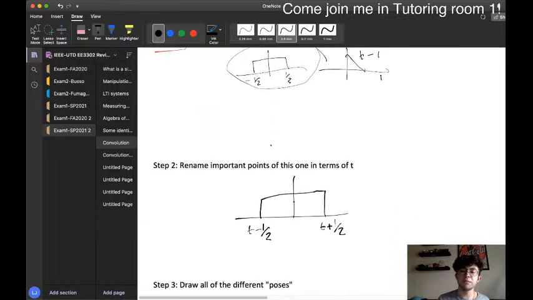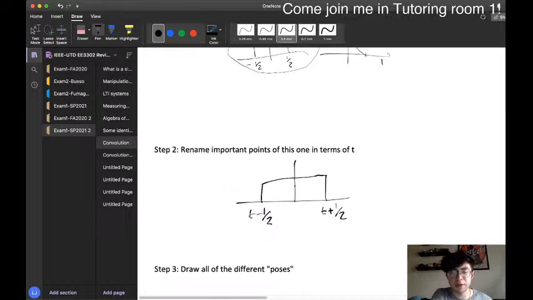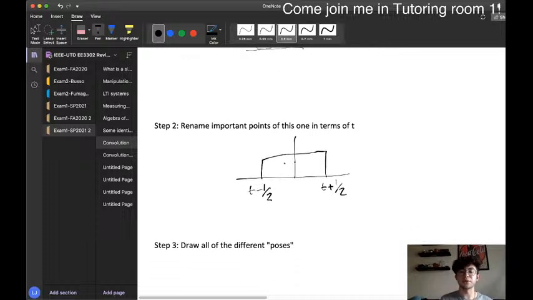And you want to rename the important points. So any boundary, any discontinuity, we're going to rename that in terms of t. So this becomes the t plus t naught axis, if you will. What I mean by that is just add t to each of the endpoints. So if we look up here, minus 1/2 plus t is t minus 1/2, and on the right, 1/2 plus t is t plus 1/2. Great, so we have a signal here that is renamed in terms of t.